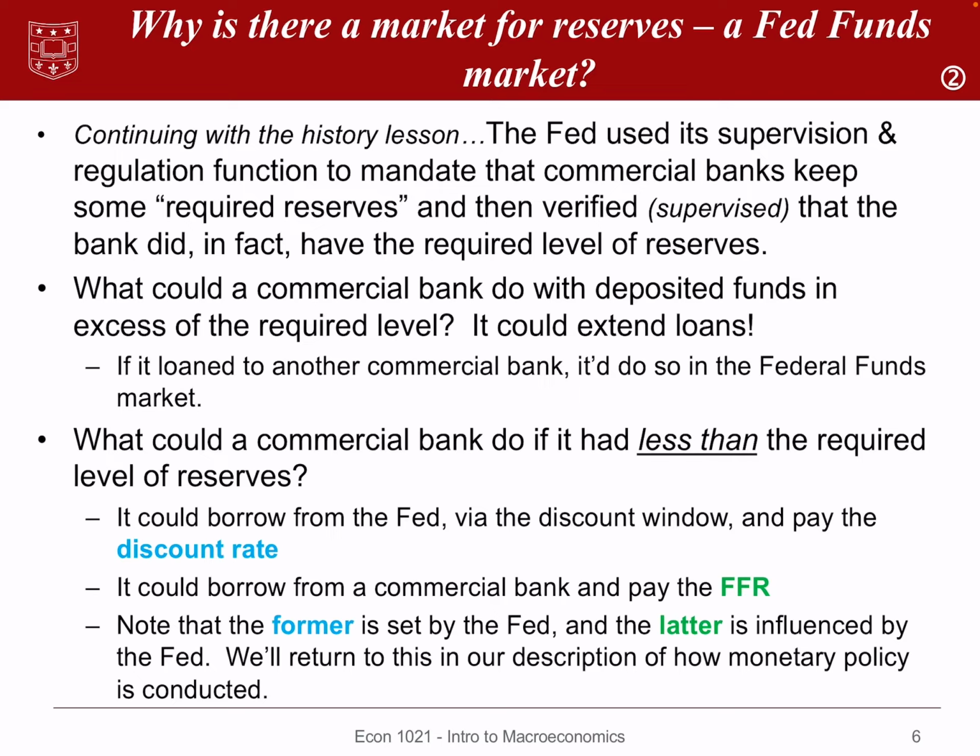So, what could a commercial bank do if it had less than the required level of reserves? Again, the commercial bank is going to be supervised. There would be penalties levied if the commercial bank did not have the level of required reserves that it was supposed to. So a bank had two options. One is that it could borrow from the Fed via the discount window and pay the discount rate. So this is kind of the Fed serving in this lending capacity. The other thing that a commercial bank could do instead, if it needed to achieve a certain level of reserves, is borrow from another commercial bank in the Fed funds market.